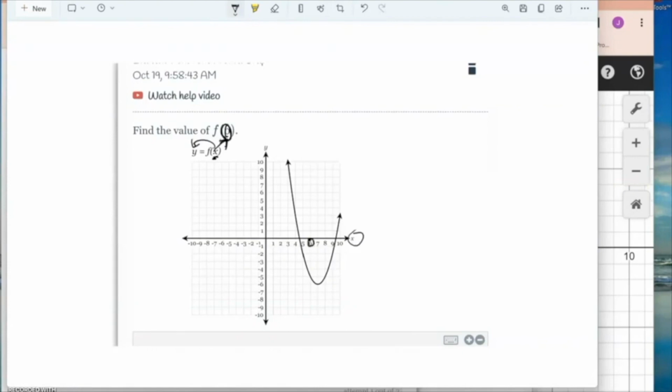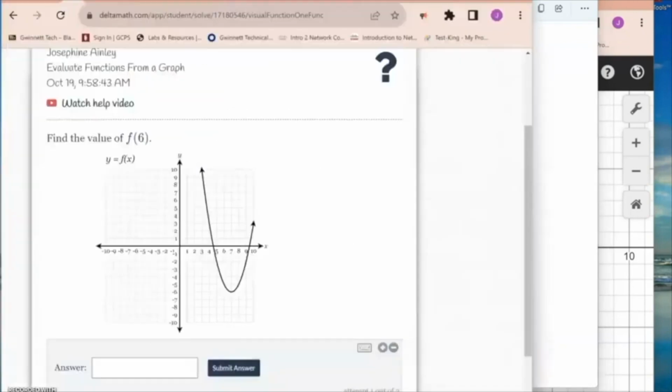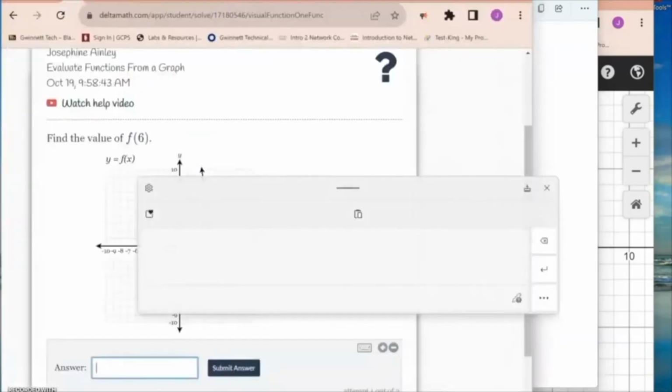Right here, x is 6, go to the graph, either up or down. I go to the graph right there. I go find out what y is. So y is -5. That's all it is. So y is -5.